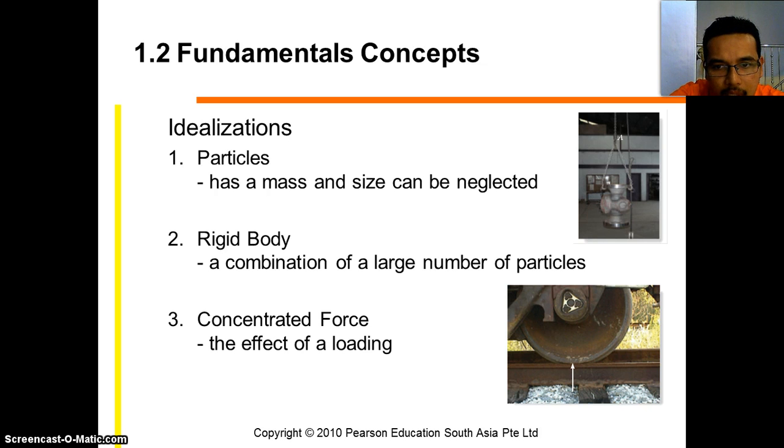With a rigid body, there is an effect of moment, unbalance of moment. For particles, we don't focus on the moment, but for a rigid body we can consider the moment. The last one is a concentrated force, the effect of the loading. For example, here you can see there is a concentrated force on this particle wheel.